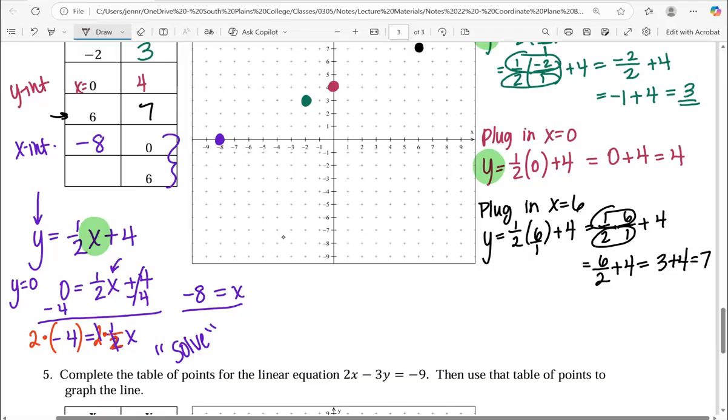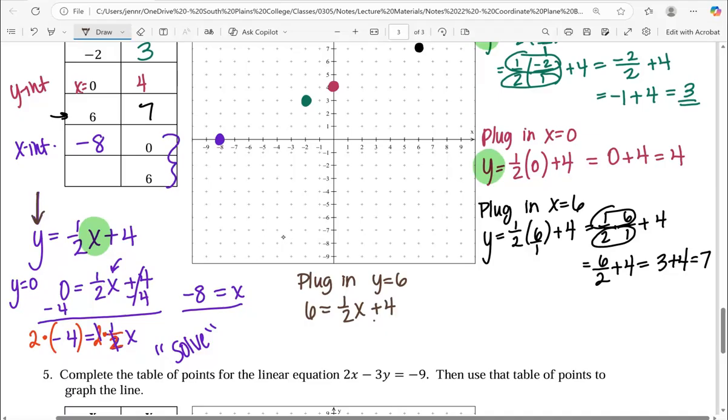So in the last point, they give me a y coordinate of 6. So again, I'm going to plug it in to the y spot. Let me be a little more specific. Plug in y to be 6. So that means I have 6 equals 1/2 x plus 4.